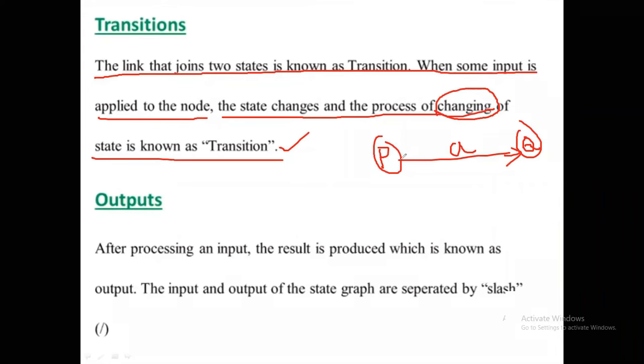This is the link. The link that joins two states is known as a transition. So what is A? A is the input. What are P and Q? P and Q are the states.